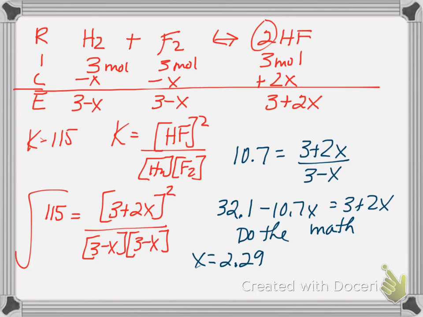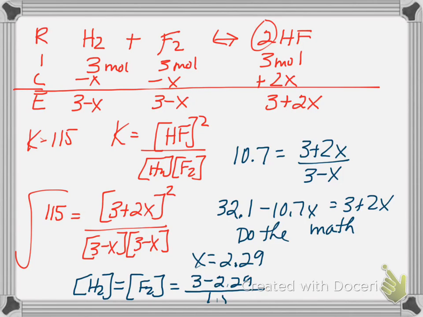Okay? So here's what you can do on the AP exam to save time. We know that the concentrations of our two reactants are going to be equal here. So we're going to say 3 minus 2.29, divided by 1.5. Why? Because then we're going to get 0.47 molar. This is molar because they gave it to us in moles.